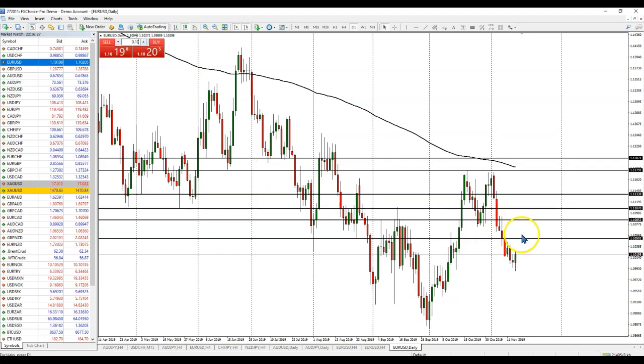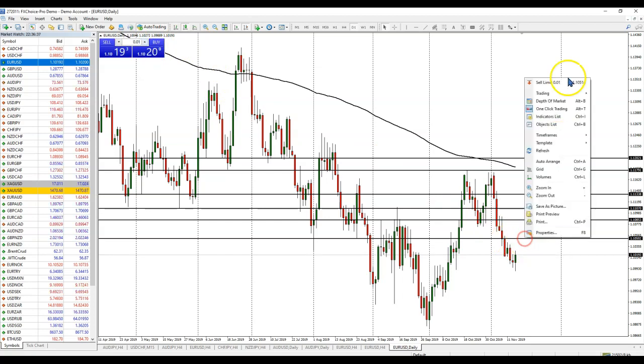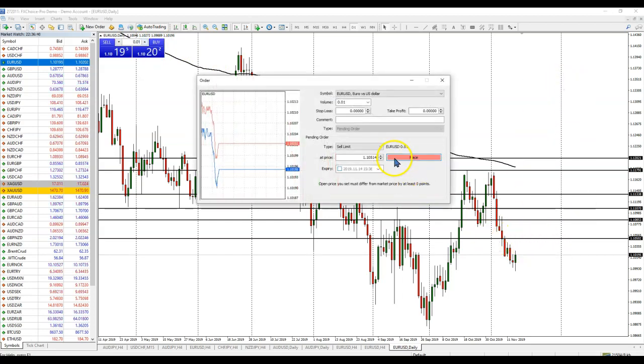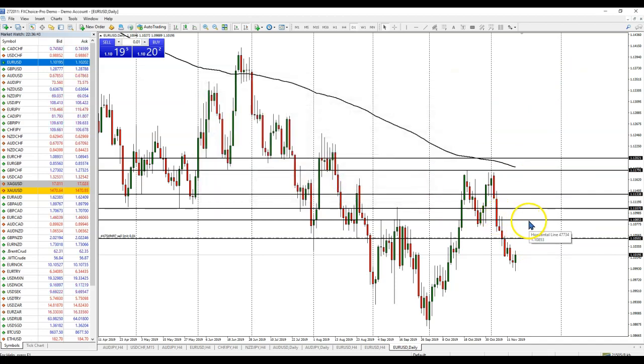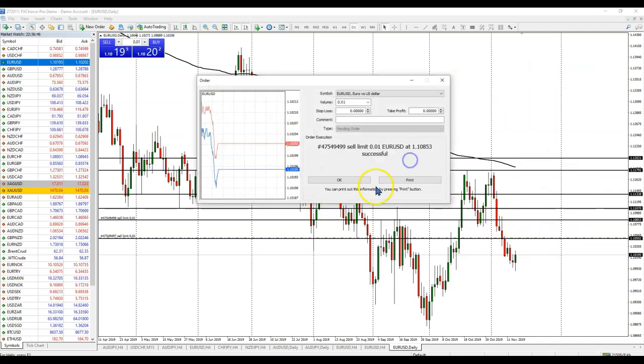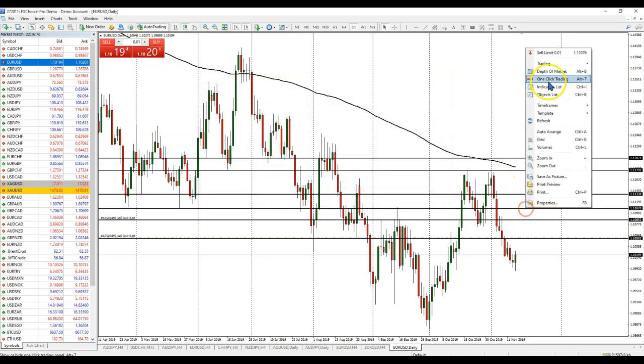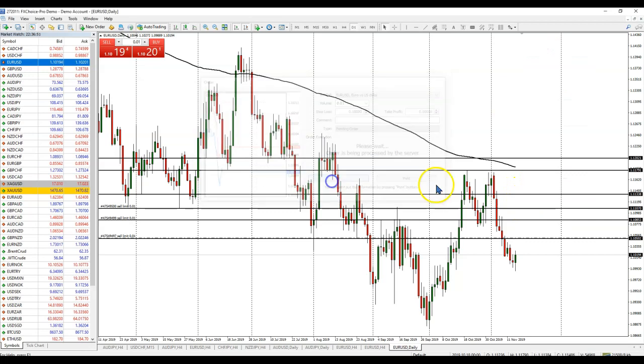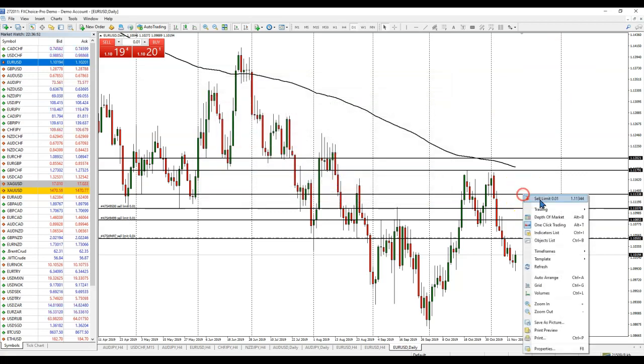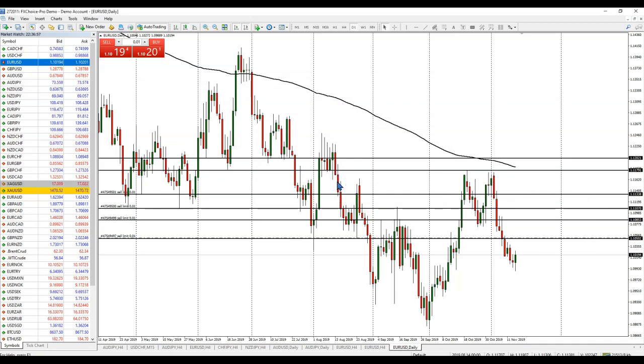0.1. For someone with a small account, 10,000 might not be comfortable for you. So just use a 0.01. It's demo trading. You're just learning consistency and so on. So on every level, just go ahead and put a trade. And that's pretty much it. This is a great setup, a great method that I like to use when I'm trading.